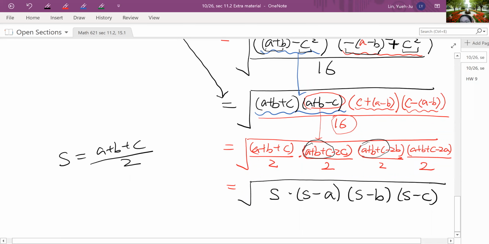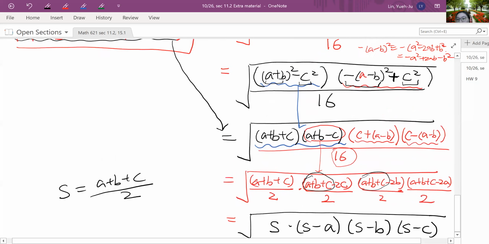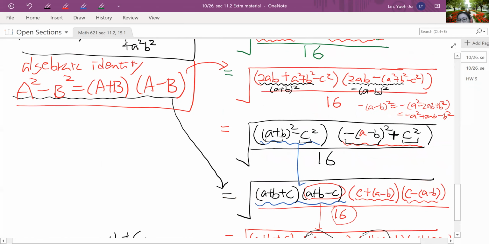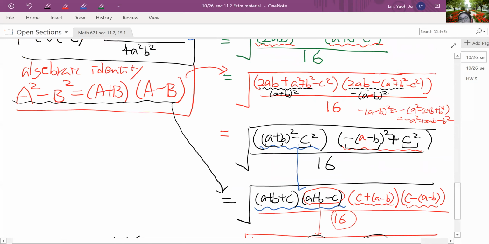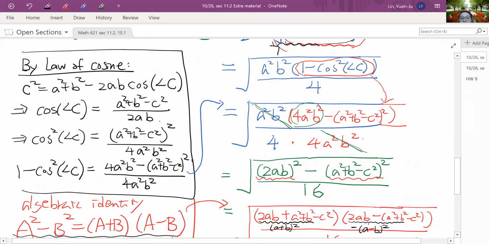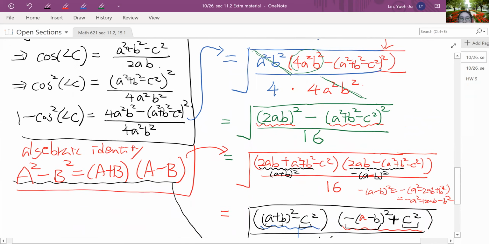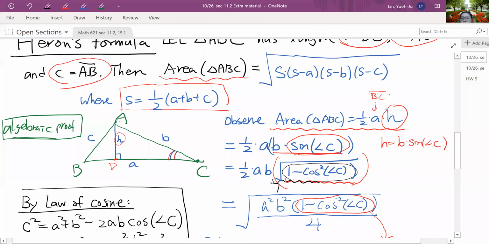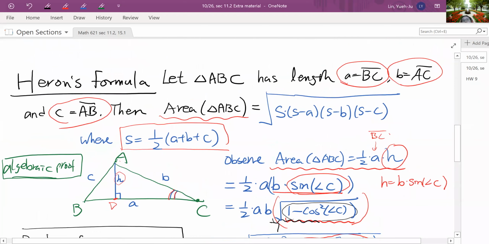I'm doing it step by step because I want to make sure that you can see the process here. But essentially, it's really pure algebra. In some sense, it's using the law of cosines and then also this algebraic identity twice, I would say. Then you just simplify it and try to get to the format of Heron's formula. I remember seeing this formula from my memory in high school, for example.